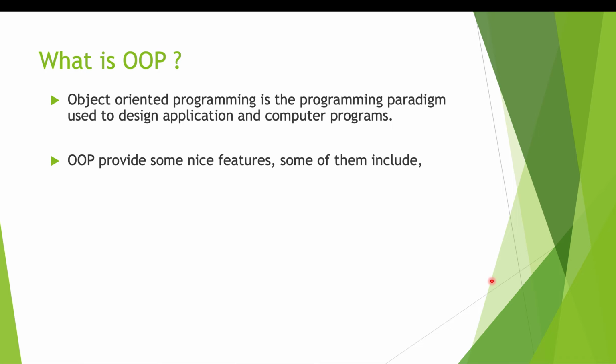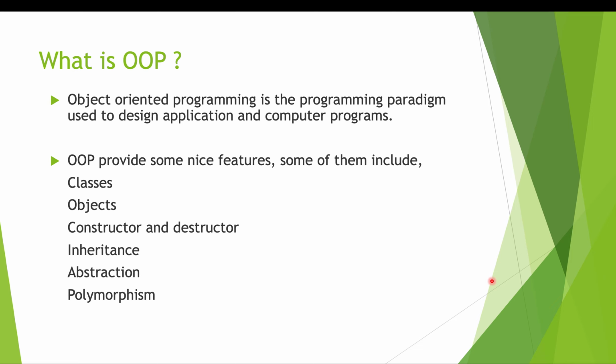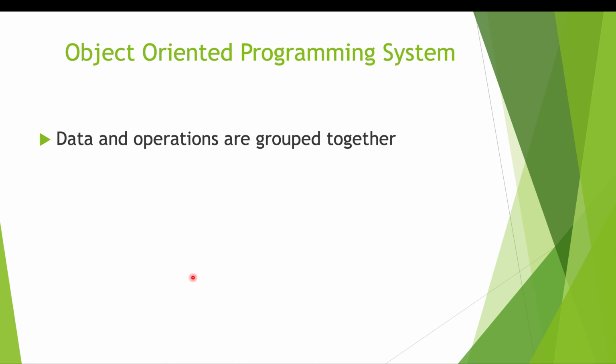Okay, so what are these features that we are talking about? These features are classes, objects, constructor and destructor, inheritance, abstraction, polymorphism and encapsulation. So these are some of the terminologies that we are going to talk in detail one by one for this particular unit, and all these terminologies you'll come across in your Java lab as well, and overloading as well.